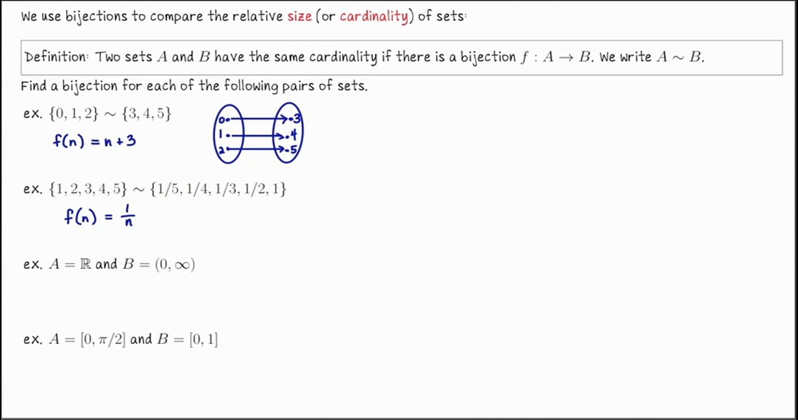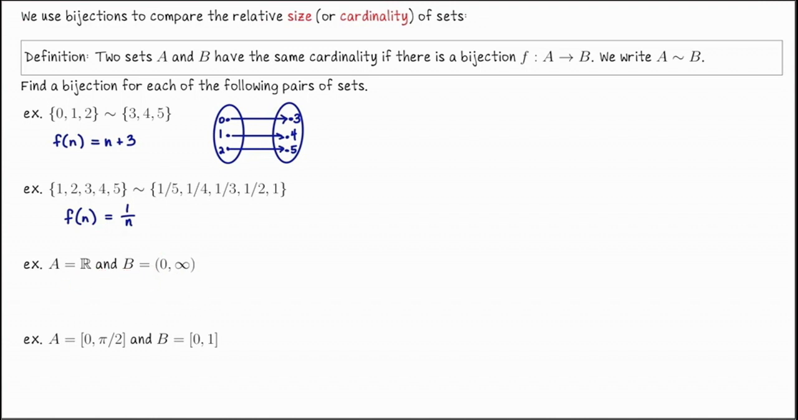Okay, the next example is a little bit trickier because here the sets have an infinite number of elements in them, so we can't just look at them and count. Our set A is the set of all real numbers, so this is the whole number line. And B, you might look at B and think, oh, it's only half as big because B is the set of positive numbers.